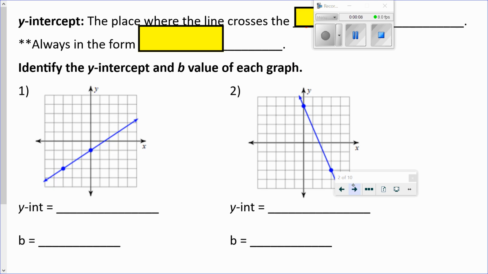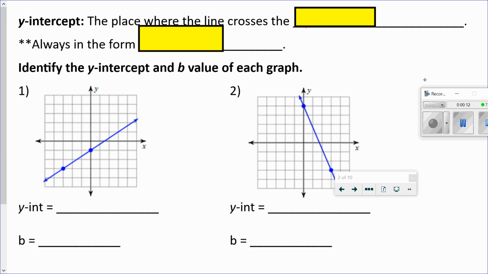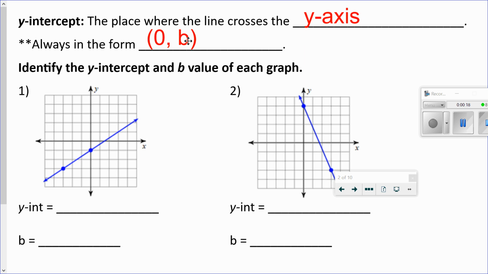Right. So, y-intercept. Let's get this out of the way. Y-intercept is the place where the line crosses the y-axis. Remember, that's the up and down axis. We're always going to write it in the form of (0, b). All right?